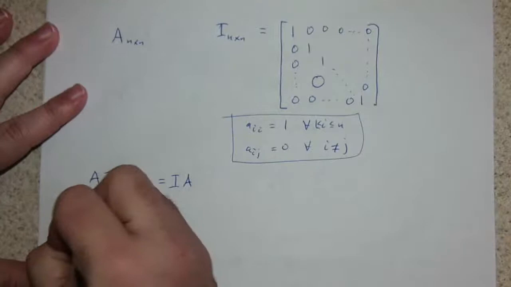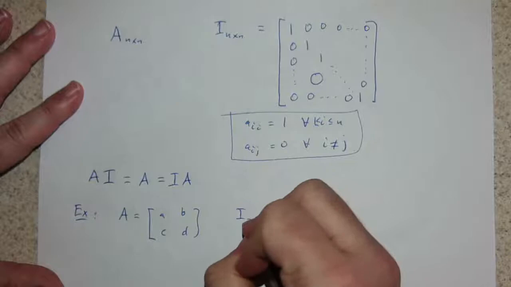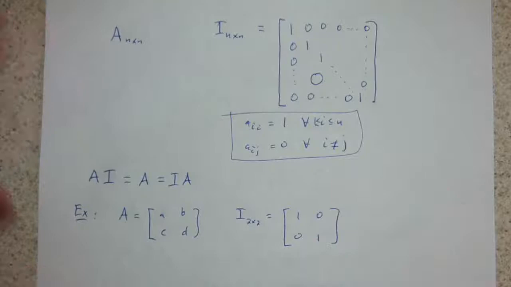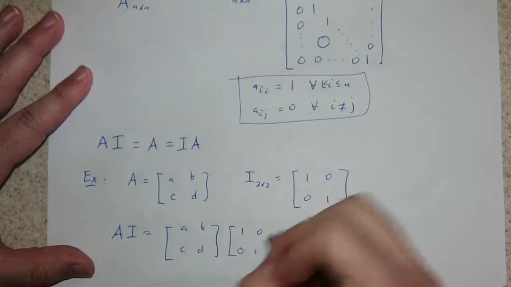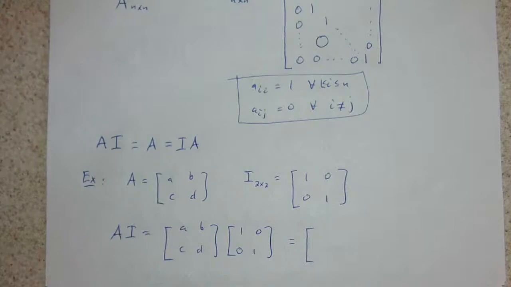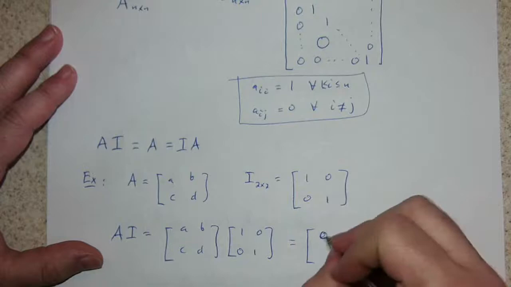Let A be the 2 by 2 matrix A, B, C, D, and let I be the 2 by 2 identity, which is 1, 0, 0, 1. There it is. Okay, then what is A times I? Well, that's A, B, C, D times the 2 by 2 identity, 1, 0, 0, 1, which is, let's do our matrix multiplication practice. I take the row A B and dot it with the column 1, 0. So this is A times 1 plus B times 0. So that's A.